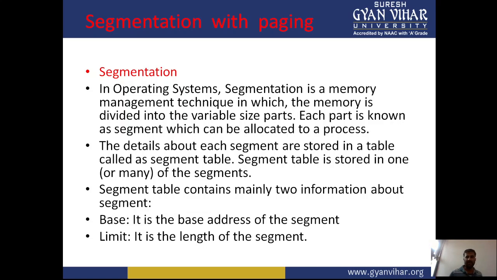So it is better to have segmentation, which divides the process into segments. Each segment contains the same type of function, such as the main function in one segment and library functions in another segment. There is a certain translation logic, and many more details are available if we go into a detailed description. So this is about segmentation. There are two main important points: the base and the limit. The base represents the base address of the segment, and the limit is the length of the segment.